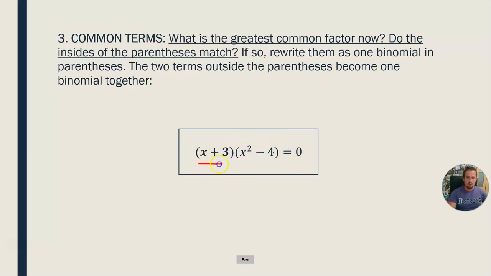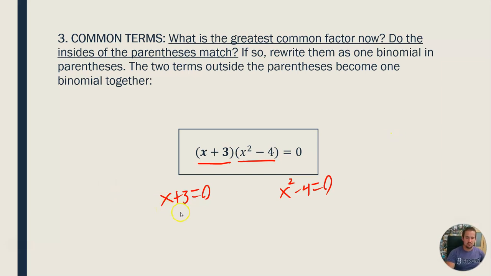So this form, when I have two factors multiplied together, is a form that I can work with. When I have two factors multiplied together and it equals 0, I'm going to go ahead and set both factors separately equal to 0 and then solve. Okay, let me move my face back down.